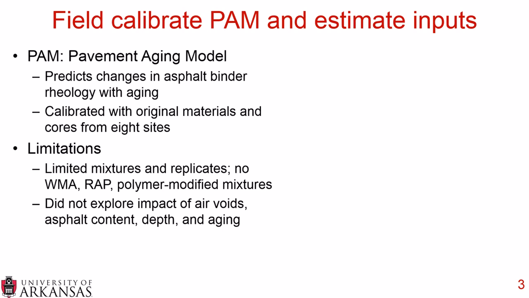However, they looked at limited mixtures and they only had 1 core each, so there's no replicates. They didn't look at any warm mix asphalt, reclaimed asphalt pavement, or any polymer modified mixtures, and they did not explore the impact of air voids, asphalt content, the depth of the pavement, or any sort of aging.